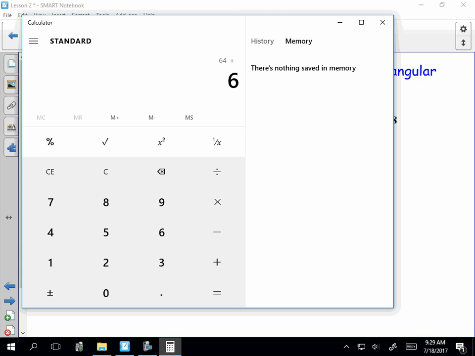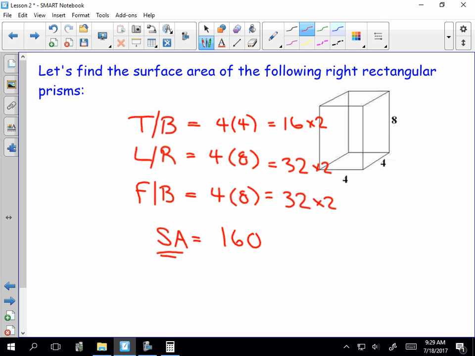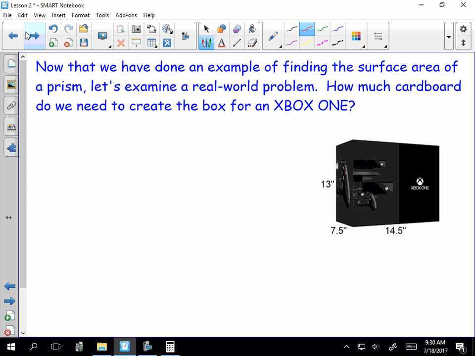64 plus 64 plus 32 equals, and we get 160 for our surface area of the shape. Now, notice we have a slightly different designation here when we're talking about surface area. Okay, so the surface area would equal 160. But it is just the sum of all the areas that make up any given shape.